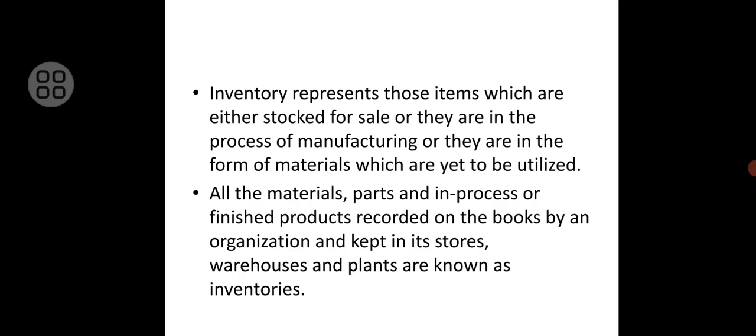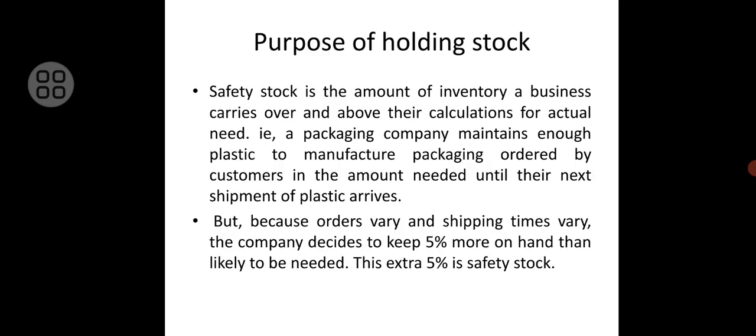So we can represent inventory in different forms. All the materials, parts, in-process or finished products recorded on the books by an organization and kept in its stores, warehouses and plants are known as inventories. Now the types of inventory, before we go to the purpose of holding stock. It is a general term, classified based on the material flow. We can classify it into six types.